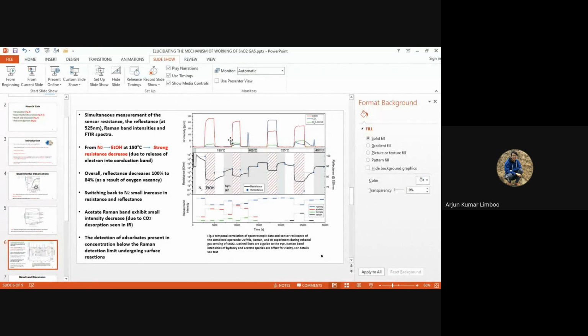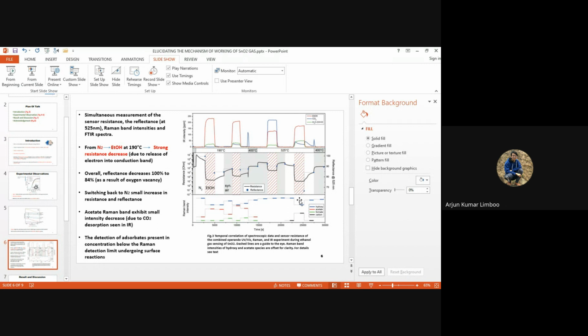And in IR, it has been seen that the carbon band has highly increased compared to 190 degrees Celsius. And in Raman spectroscopy, no Raman feature or Raman band has been observed. And reducing the temperature to 325 degrees Celsius, switching from nitrogen to ethanol, there is again a decrease in the resistance and also in the reflectance.